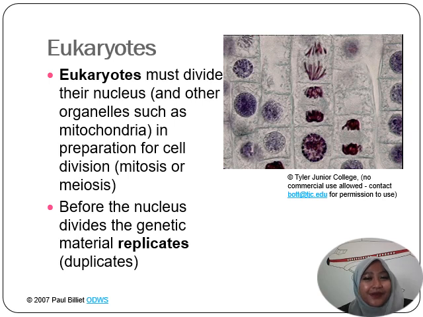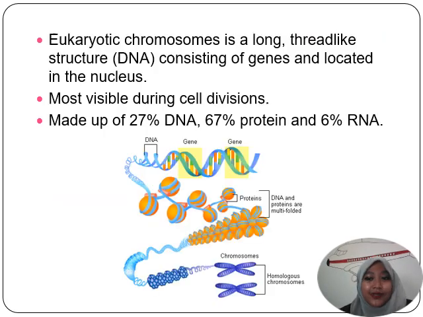So eukaryote, which includes the human and the plant, must divide their nucleus through mitosis or meiosis. Mitosis is for cell generation, cell growing. Meiosis is only for cell reproduction. We have to remember that. Before the nucleus divides, the genetic material will be replicated or duplicated first.